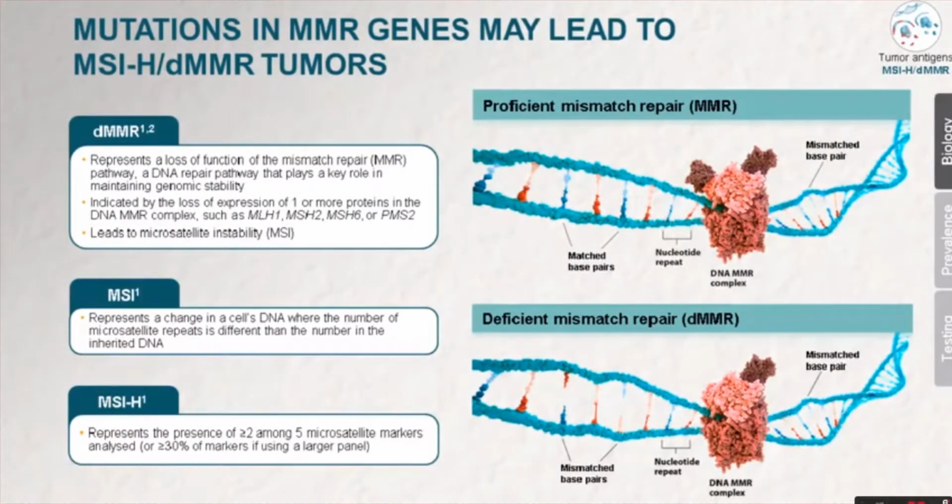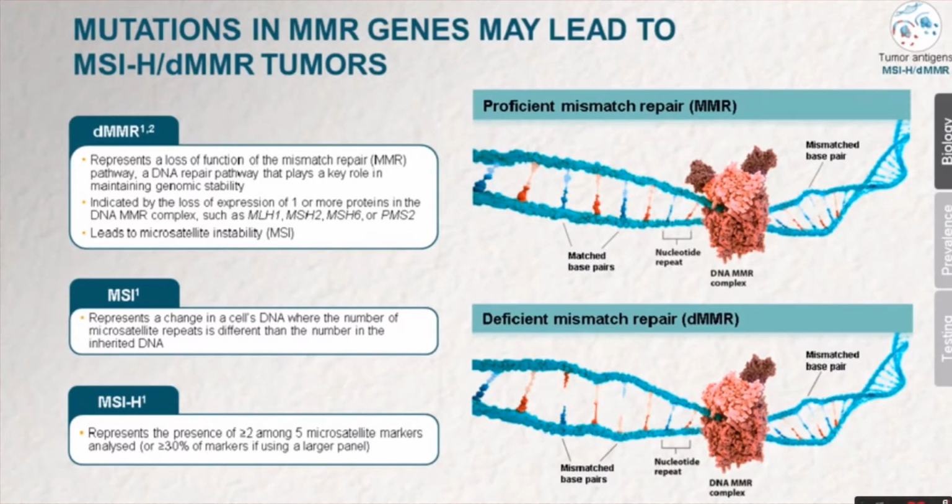Other genes that contribute to mutations in tumors are the mismatch repair genes, which can lead to mismatch errors in cancers, or microsatellite instability. So in tumors that have a deficiency of the mismatch repair enzymes, they're more likely to develop errors in microsatellites and repeated nucleotides of DNA.